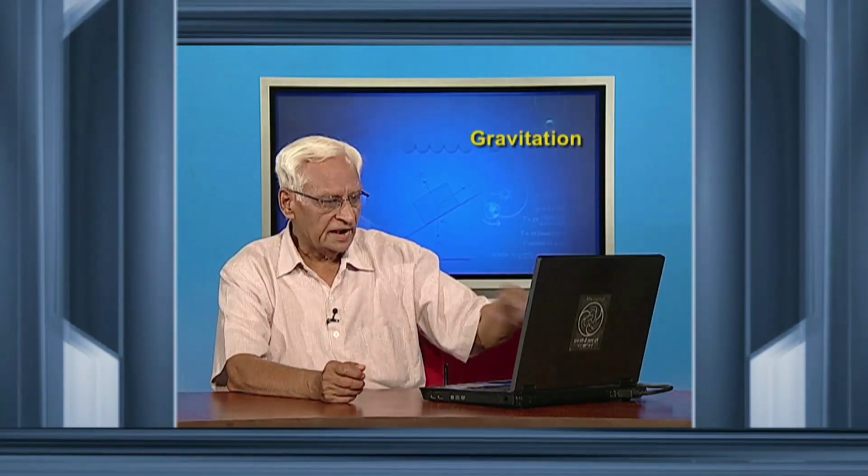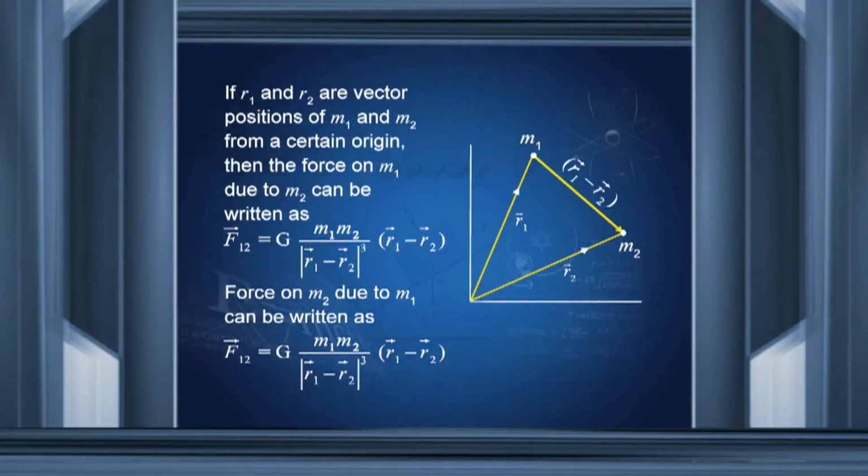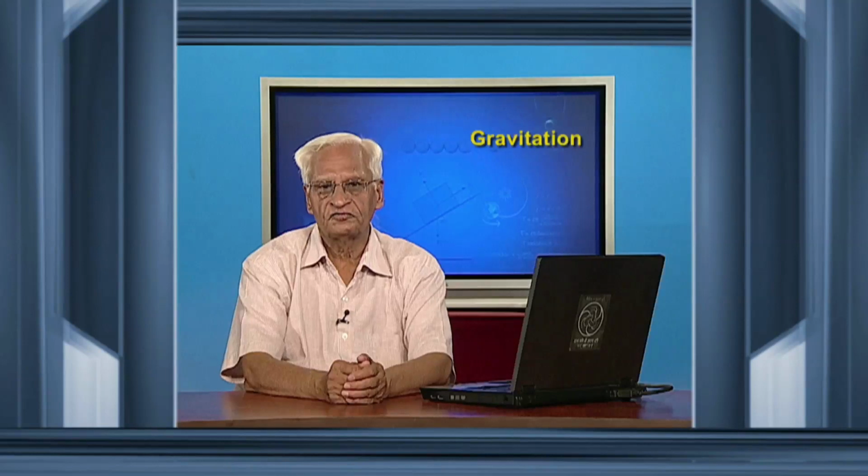Remember that F12 and F21 are equal and opposite, and dimensionally you can see this is a vector and has magnitude r. This is r cubed in the denominator. Therefore, what is left in the denominator is r squared. So, dimensionally these equations are correct. We are now in a position to answer the oft asked question.